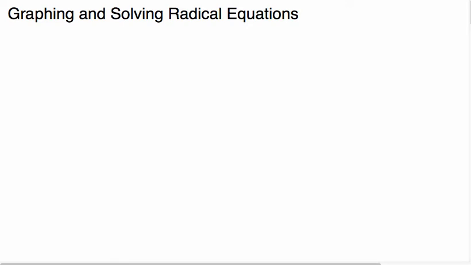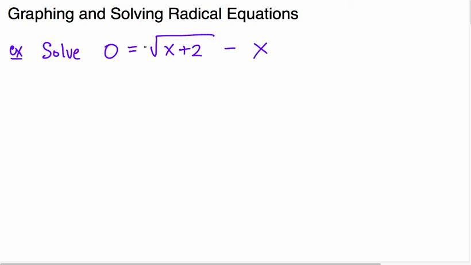Okay, in this video we'll take a look at graphing and solving radical equations. So let's start off with this example, which is we want to solve 0 equals the square root of x plus 2, take away x. And to start with, we want to do this graphically. And we'll take a look at it algebraically in the next couple of examples after this.